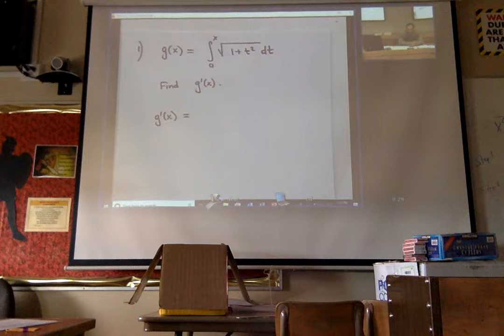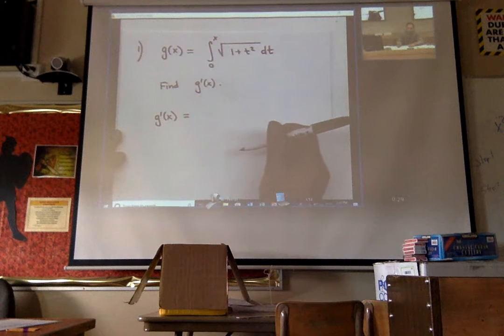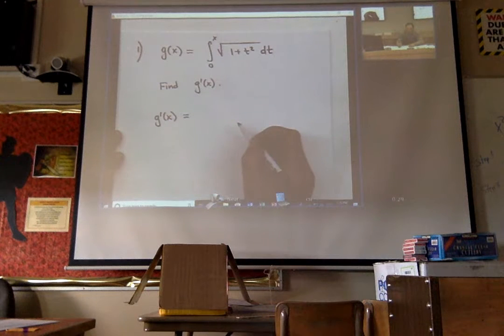The derivative of 1 plus t squared? No. Take a look at the theorem. Take a look again. You're almost there. What does it say? The conclusion. The g prime of x equals f of x, right?